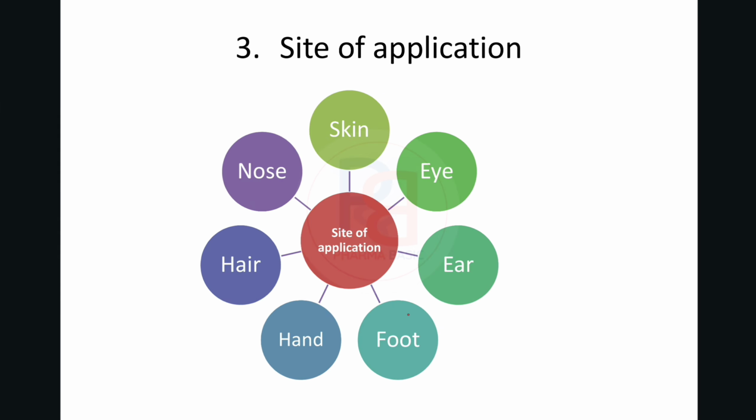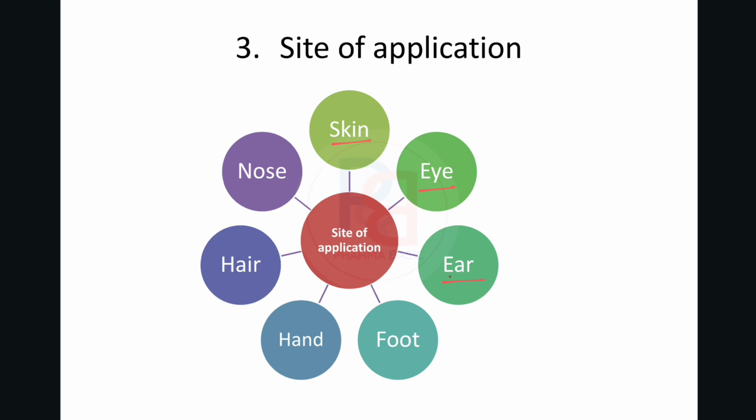Now we are going to discuss on the basis of site of application. So many drugs are applied on different sites of our body. For example, skin. On the skin, most of the drugs are topical drugs like ointment, creams, paste. Then applied on the eye. These are called ophthalmic. Therefore, eye drops, eye gels, eye ointments. Then coming to the ear.